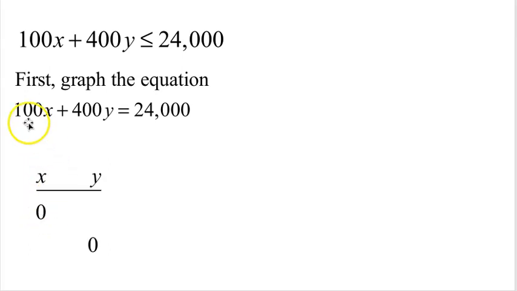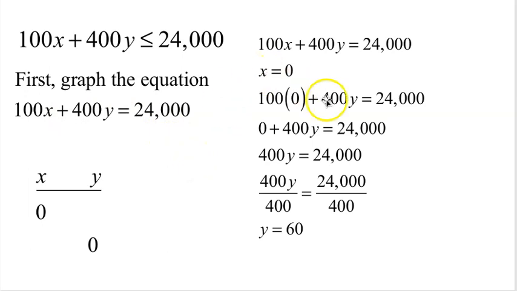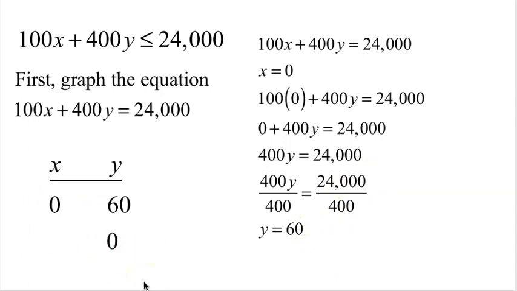So if x is 0, we're going to plug in 0 for x. 100 times 0 plus 400y equals 24,000. So 400y is 24,000. Dividing by 400, 24,000 divided by 400 is 60. So when x is 0, y is 60. Then we want to find the x-intercept.